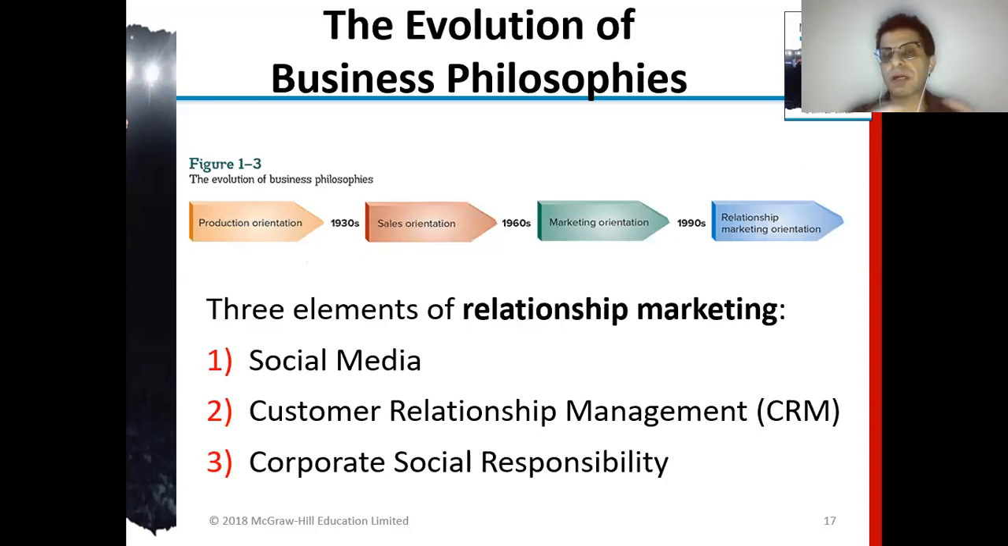Now, when we talk about the evolution of business philosophy, we know that before the 30s, it was production oriented. Ford started producing cars, everybody started producing cars, and everybody bought things. And then there was a shift, it became sales oriented, and that's when we heard of a very famous novel, Death of a Salesman, I think. It's a North American novel. And there, with sales orientation, everybody was trying to sell.